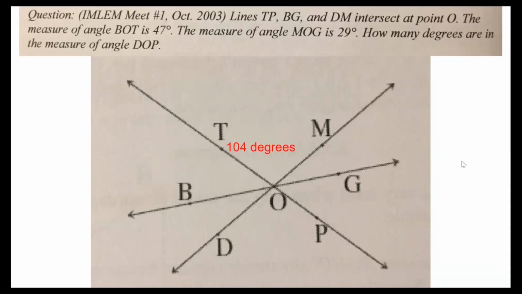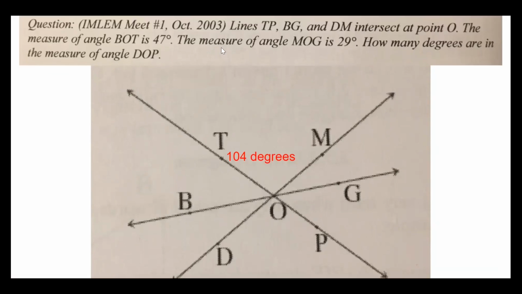It's simply a combination of vertical angles and a line summing to 180. So BOT is 47, MOG is 29, and we want to find DOP. Angle DOP is equal to angle TOM because they're vertical angles. Since this line VG is a line, these three angles at the top must add to 180. So the answer is just 180 minus 47 minus 29, which is equal to 104.